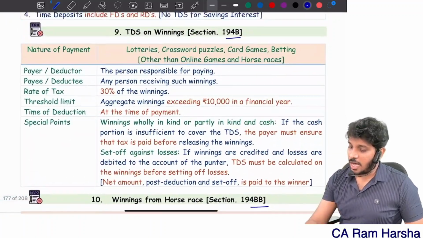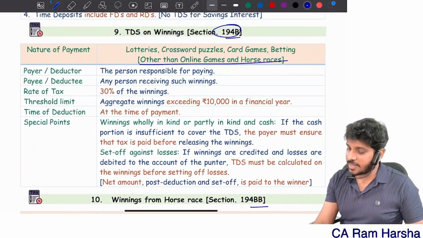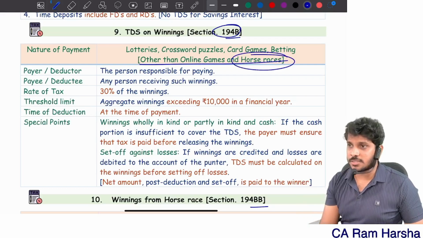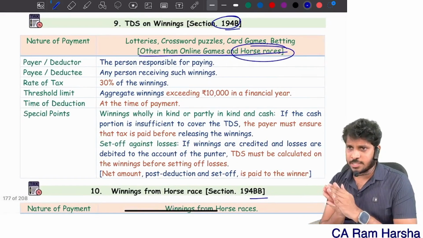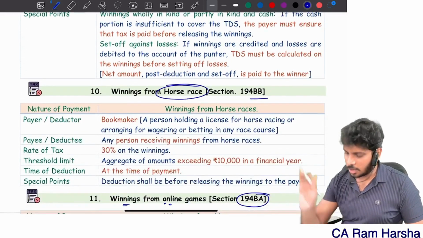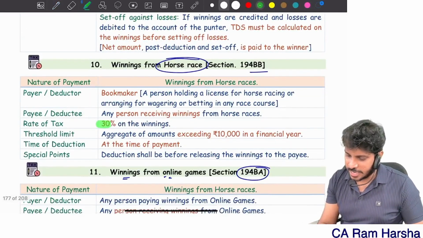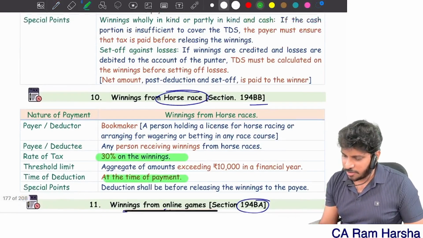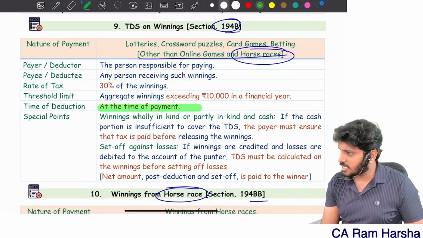Now, sir, I am getting some winning, but other than online game, other than horse races. See, winnings are again broadly classified into two types. Any winnings other than online and horse race, and horse race. In both the cases, what is the TDS rate? 30%. At the time of payment only.